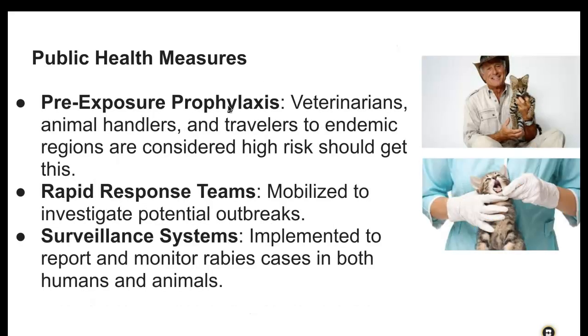There are public health measures. There's pre-exposure prophylaxis: if you are at high risk for being around animals that could have rabies, such as an animal handler like Jack Hanna, or a veterinarian, or you're traveling to endemic regions, you should get a rabies vaccination. They have rapid response teams, so if there is a rabies outbreak, there are places globally that are mobilized to investigate potential outbreaks. And there are surveillance systems around the world and in the United States to report and monitor rabies cases in both humans and animals.